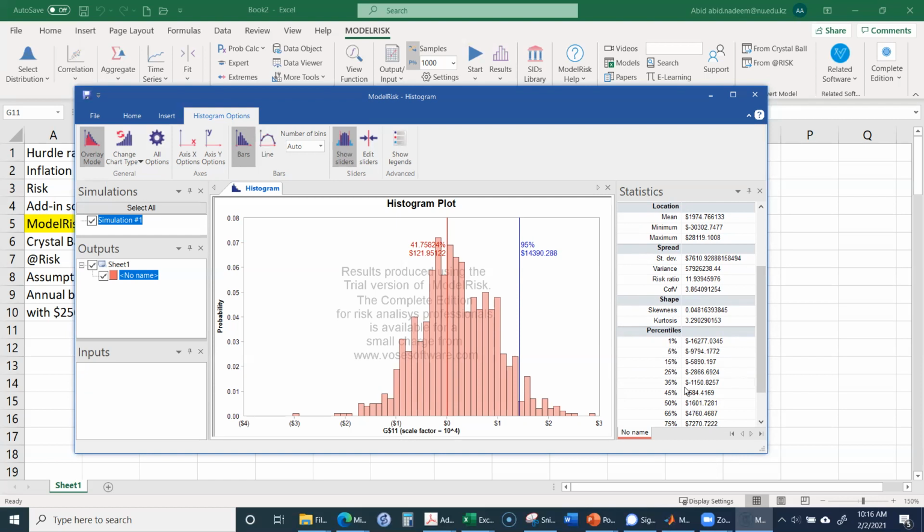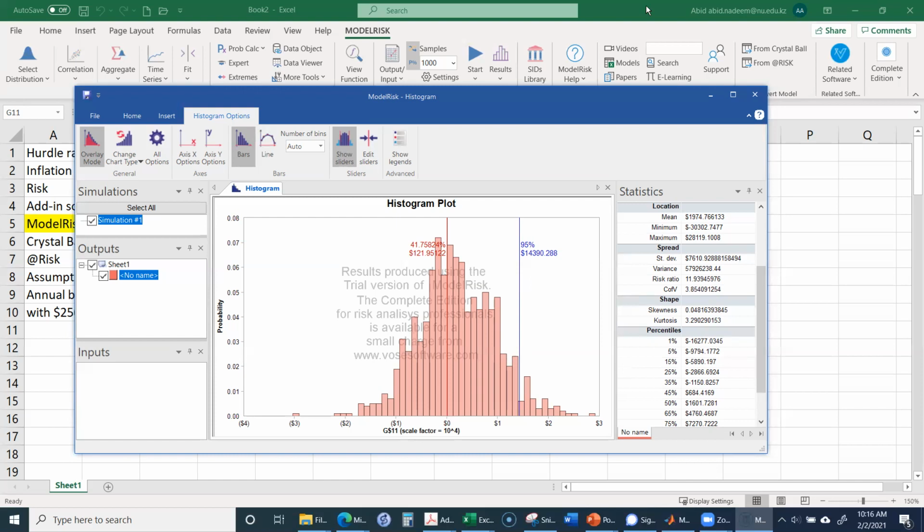So 35% is minus 1150, 45% is 6840. So between 35% and 41.5%, the value changes from a negative net present value to a positive net present value. But from this histogram, we can simply see that it is a 41% chance.